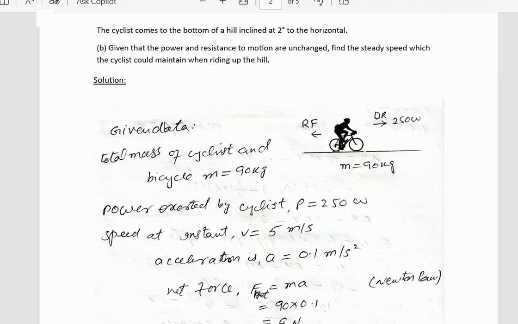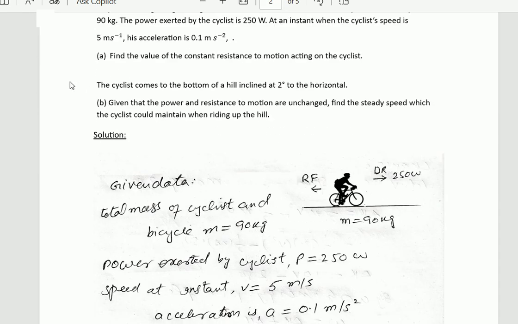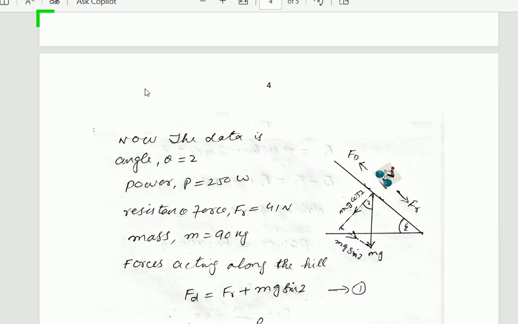So for part B of this question, it is given that the power and the resistance to the motion are unchanged. It means that the power and resistance remain the same. Find the steady speed with which the cyclist could maintain when riding up the hill. So let's start with part B of this question.